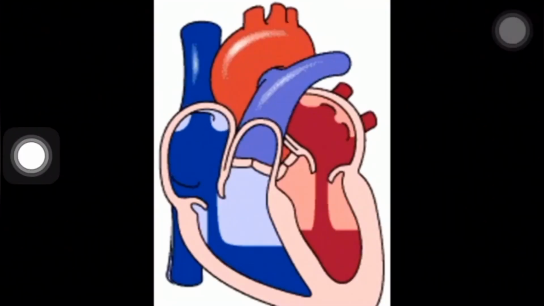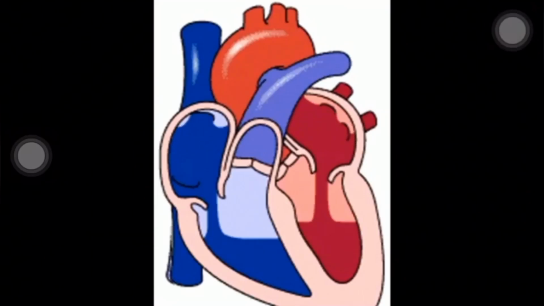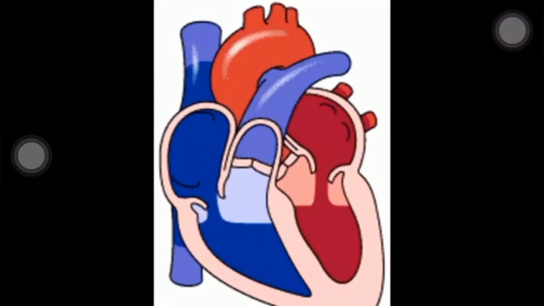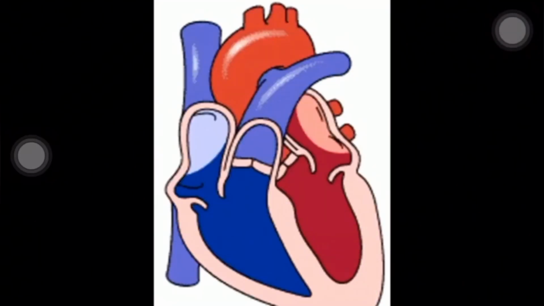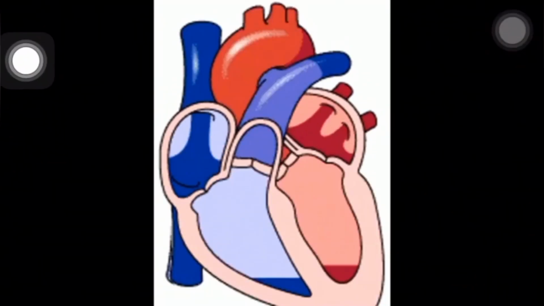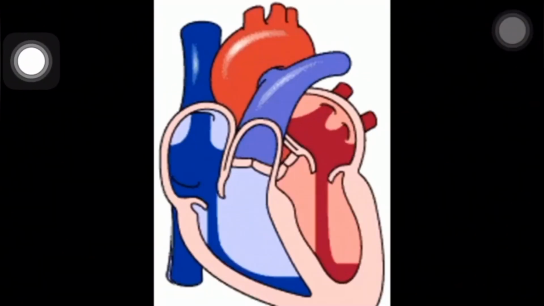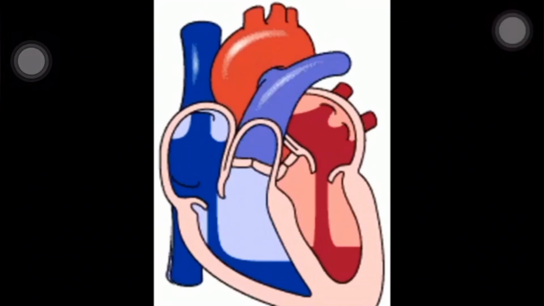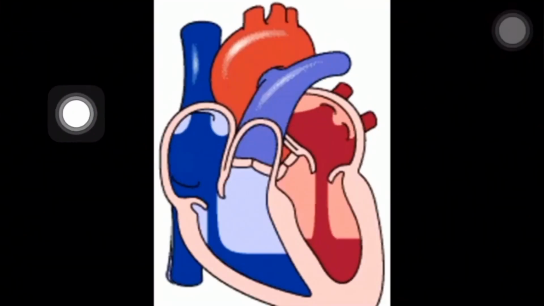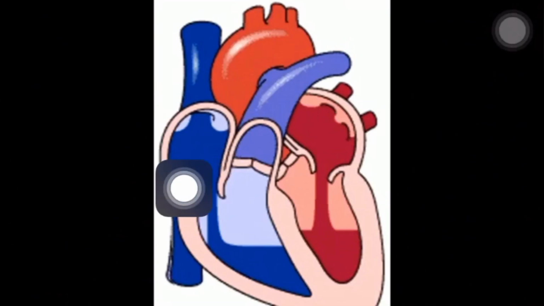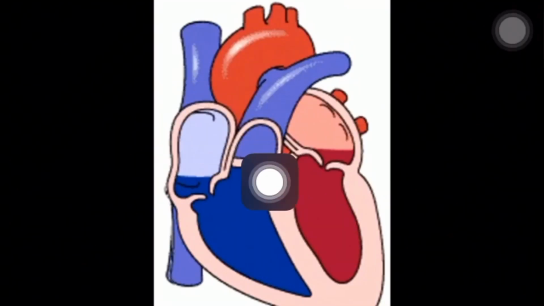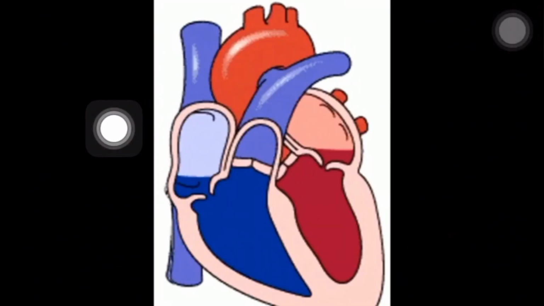If blood circulation stops for a minute, then our body cannot perform properly, and we may suffer from various diseases, or we may suffer from a heart attack. This is what improper function of the heart may result in our body.